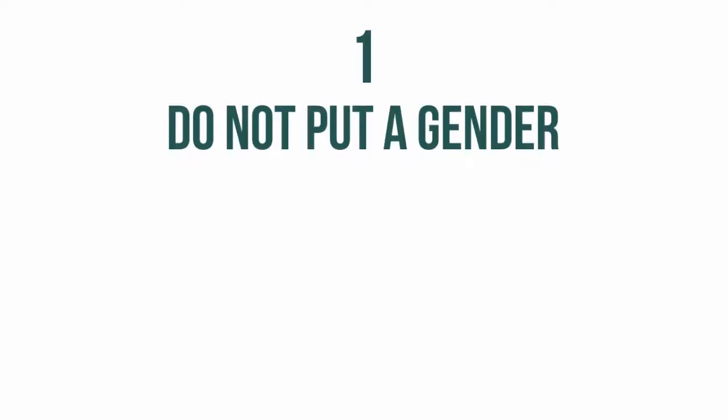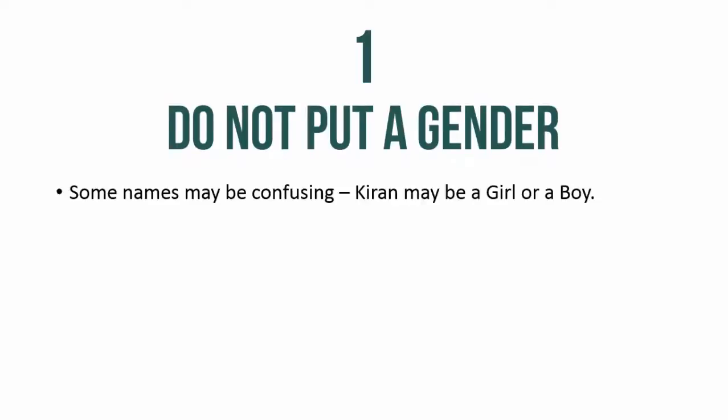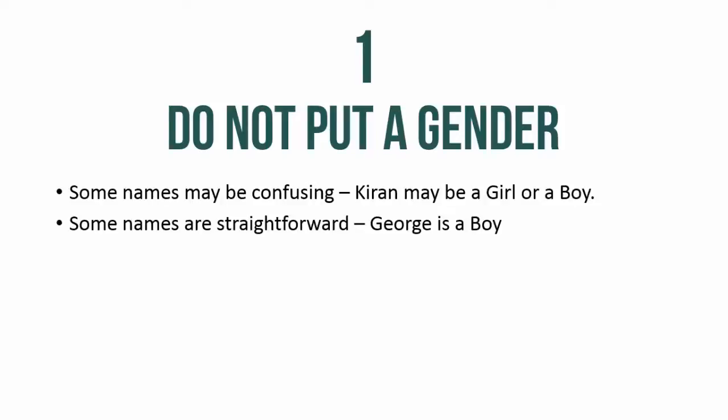First, do not put a gender. Some names may be very confusing, like if you're given a name like Kiran, it might be a girl, it might be a boy. Some questions, like the example we just saw, would have a gender described outright because it had something like she said. Another question might have something like he said. In such a case, yes, you can assume a gender. But if a question is given where there is a name provided, do not put down a gender.